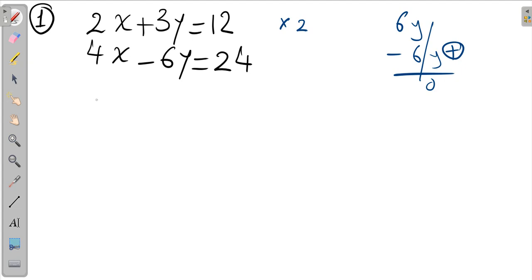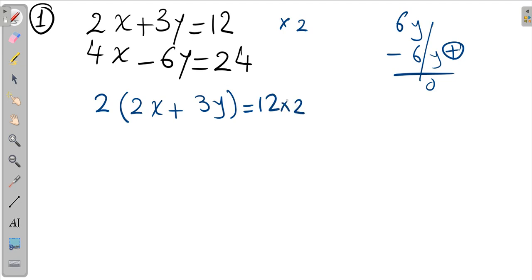Then you have, rewriting the equation, 2 times 2x plus 3y equal 12 times 2. Don't forget to multiply the other side also by 2. Why? Because this is an equation. An equation is like a balance. When you add something to one side, you add the same thing to the other side. When you multiply by a number on one side, you multiply by the same number on the other side.